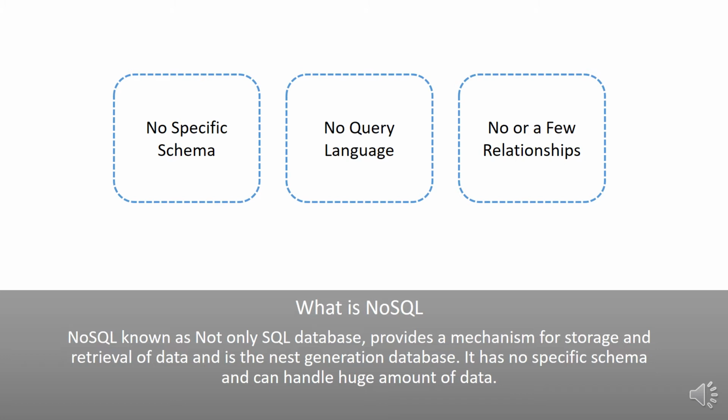So if I just have to summarize NoSQL for you, then NoSQL is a type of database which does not have a predefined schema, a query language, and has no tables. It follows a method of storing data in a dynamic schema with less or no relationship and can handle a vast amount of data. So now that we know what SQL is and what NoSQL is.